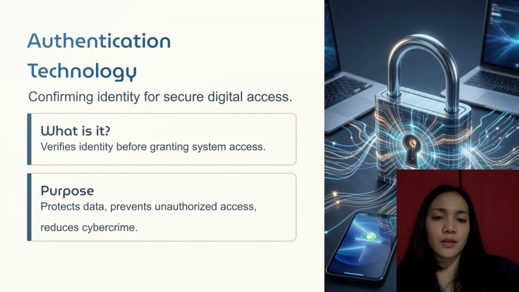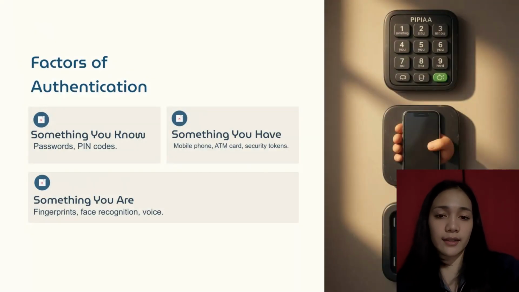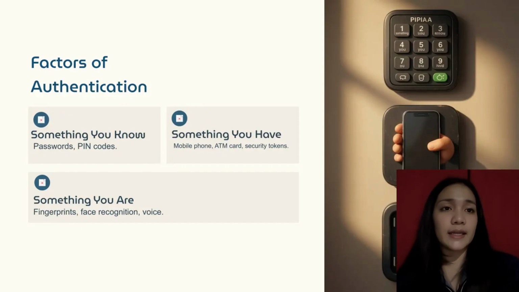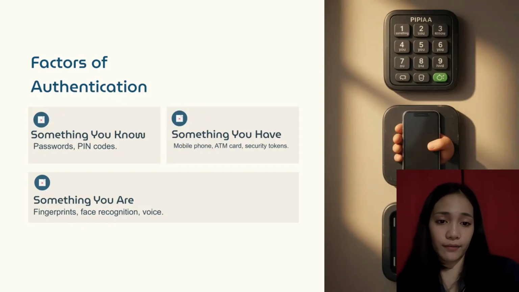Factors of authentication. There are three common factors used in authentication. First is something you know, like passwords or PIN. This is the most basic type. Second is something you have, meaning devices: a phone, an ATM card, or a one-time password sent through SMS.